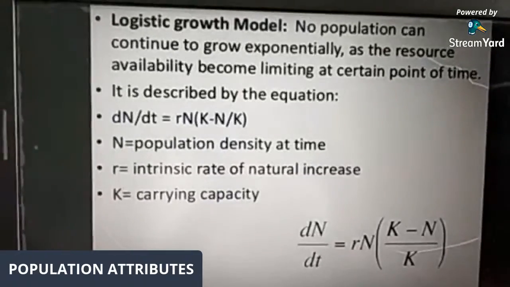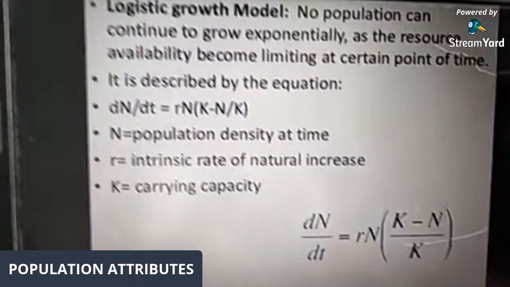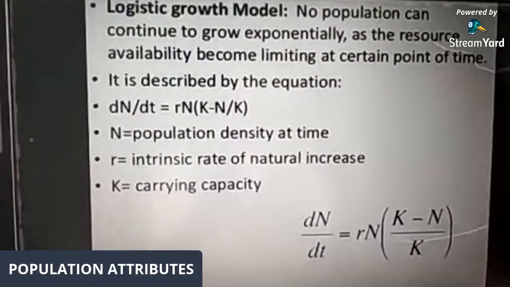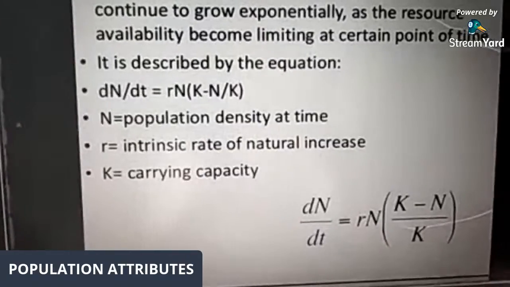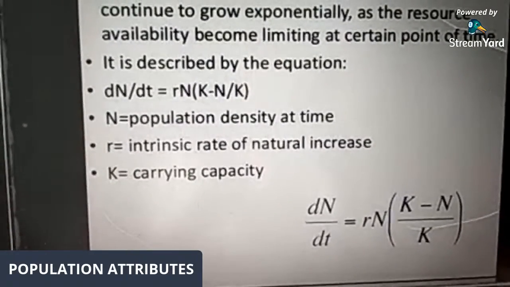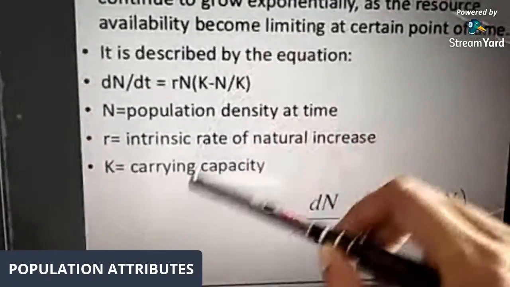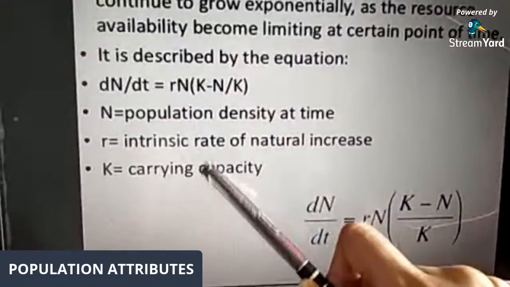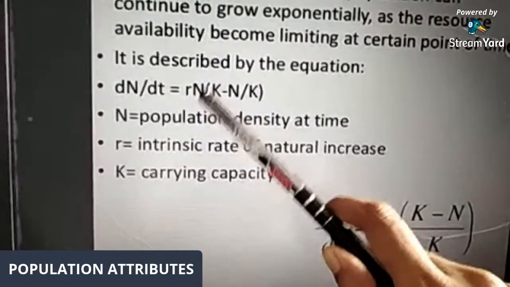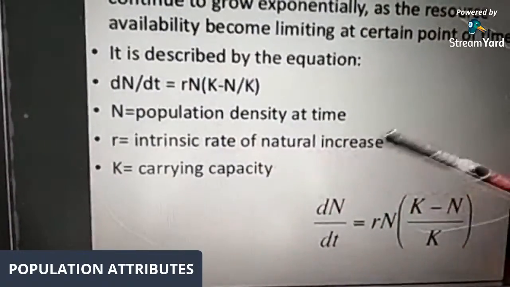What is this? No population can continue to grow exponentially. Why? Because resources are always limited. The resource availability becomes limiting at a certain point of time. It's described by the equation dN by dt equals rN into (K minus N) by K. So what is the meaning of K? K means the carrying capacity. And r, for the birth rate minus death rate, means the intrinsic rate of natural increase.